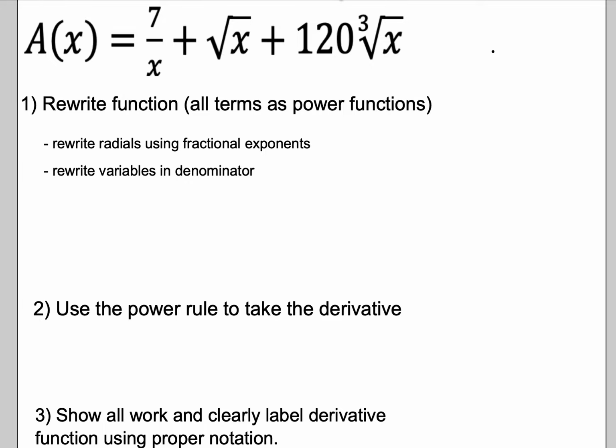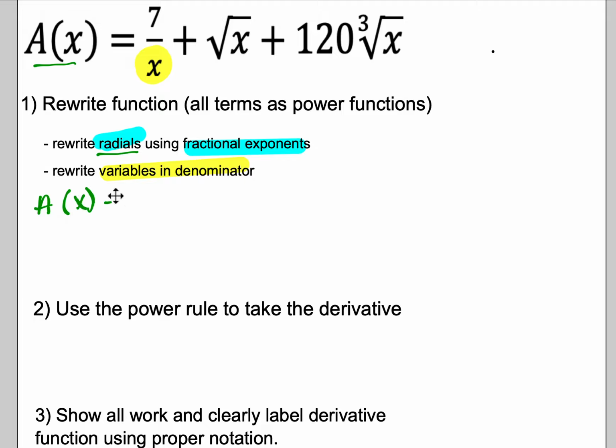So let's look at some examples here. We're going to mix the two things. Whenever you look at a function like this function a of x, I'm going to scan through. What I want to look for is radicals. And if I see a radical, I want to rewrite it with a fractional exponent. And then if I see any variable in the denominator, I want to rewrite those as a power function. So I'm going to bring that variable up into the numerator. The first thing I like to do is take them one step at a time. So I'm just rewriting this function. I'm not taking the derivative.